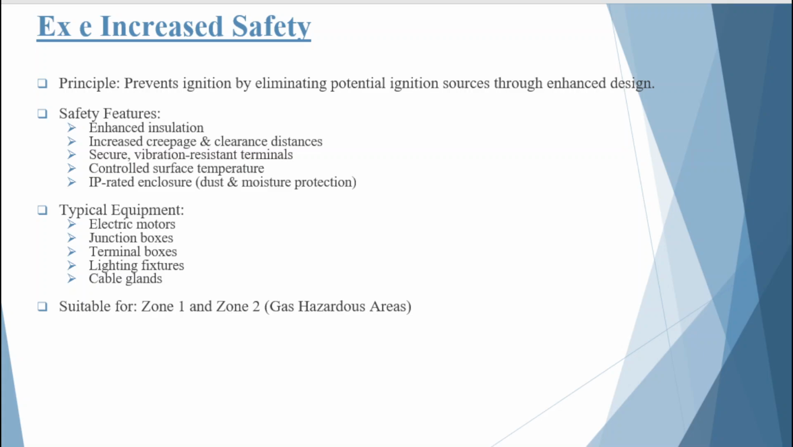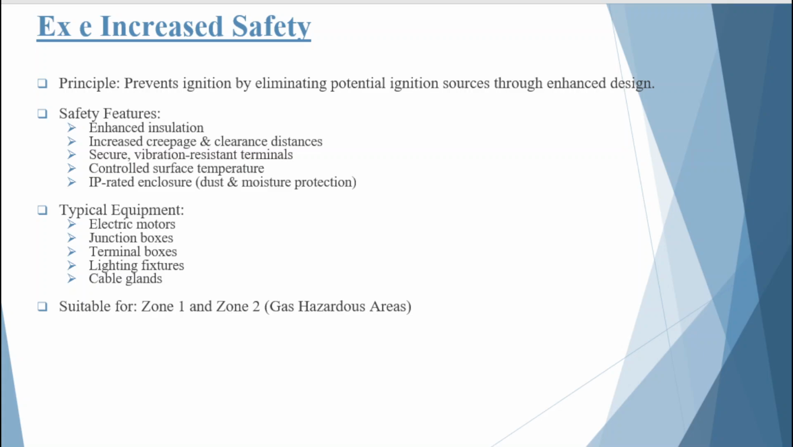As shown on the slide, this is achieved through several important design features. The first feature is enhanced insulation. High-quality insulation reduces the possibility of electrical faults that could create sparks or short circuits. Next are increased creepage and clearance distances. These are the minimum distances between live electrical parts. By increasing these distances, the risk of electrical tracking or flashover is significantly reduced.